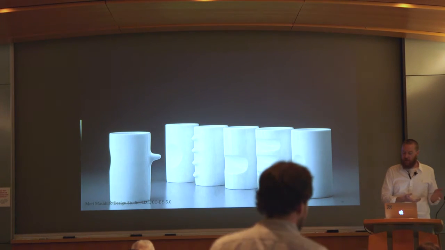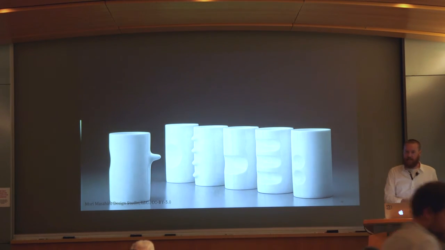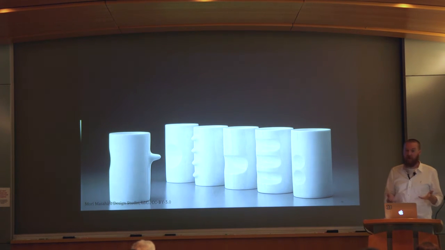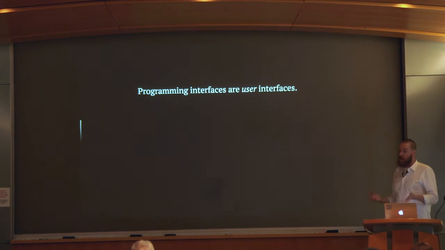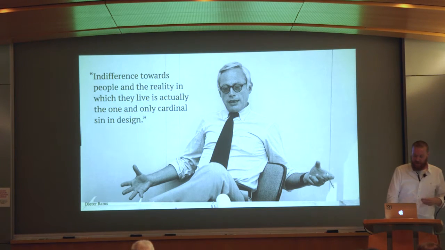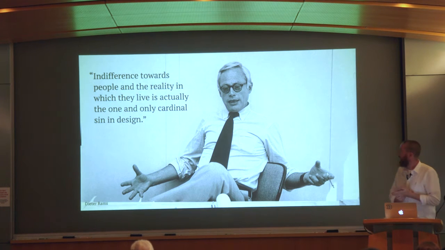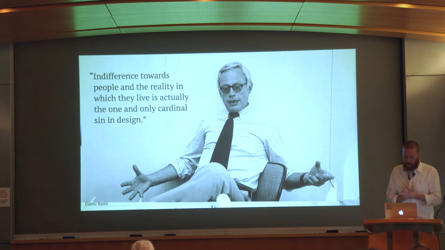And so we should evaluate code like we do any tool, not merely on whether it performs its intended task, but whether it's easy to become proficient and whether using it is efficient and enjoyable, right? So we should consider the affordances of code and even the aesthetics, right? Is it understandable? Is it frustrating? Is it beautiful? So programming interfaces are user interfaces, even though lately it seems like user interface or UI only refers to graphical user interfaces. But to put it another way, programmers are people too. And on the subject of undervaluing the human aspect of design, again, Dieter Rams: indifference towards people and the reality in which they live is actually the one and only cardinal sin in design.